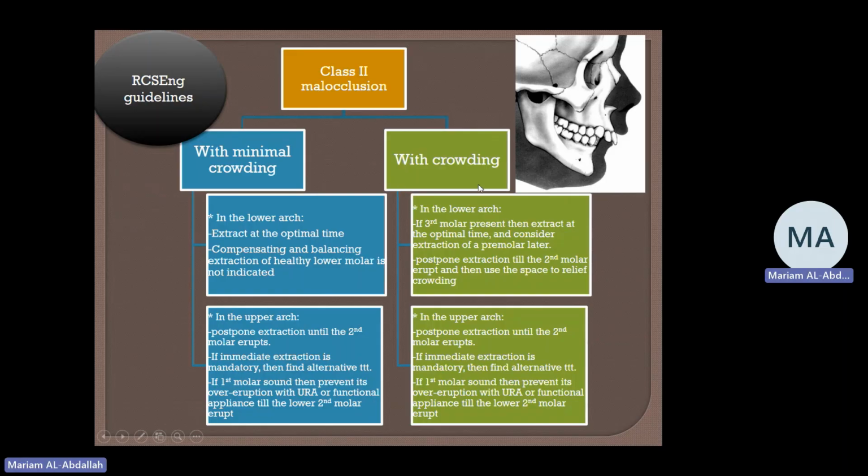Right. If I have crowding, then again, I need to maintain space in the upper arch and in the lower arch in order to use the space of the extracted 6 to correct the malocclusion, and to relieve crowding. To relieve crowding for an orthodontic treatment, or if I need the space to camouflage malocclusion, then I need to postpone the extraction of the first permanent molar of poor prognosis until the second molar erupts. Okay.